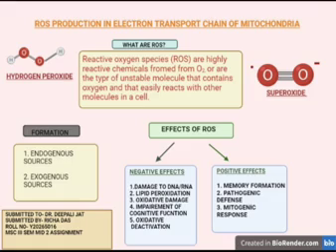So first of all, what are ROS? ROS are reactive oxygen species that are highly reactive chemicals formed from oxygen. They can also be defined as the byproducts of the normal metabolism of oxygen. Utilization of molecular oxygen by aerobic organisms inevitably results in the formation of a number of oxygen containing reactive species. Those are collectively known as ROS.